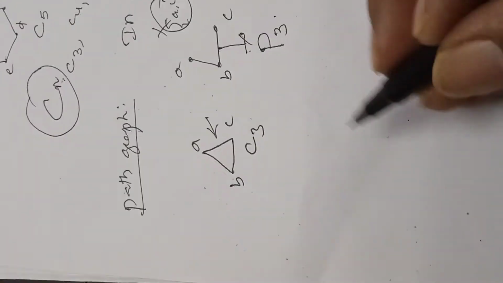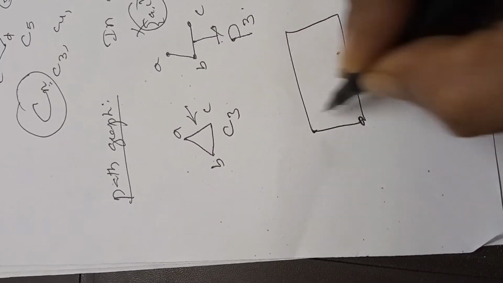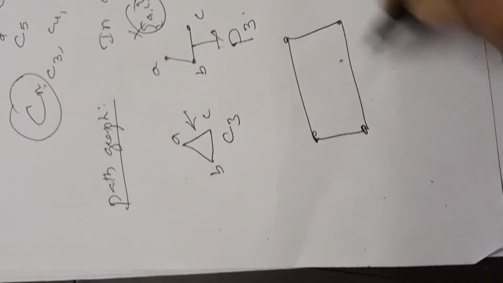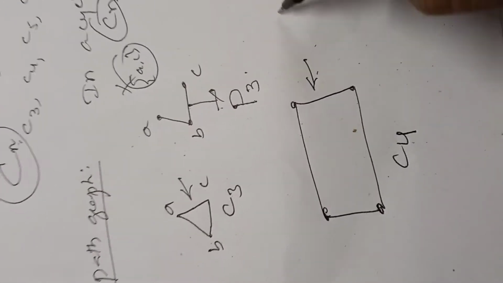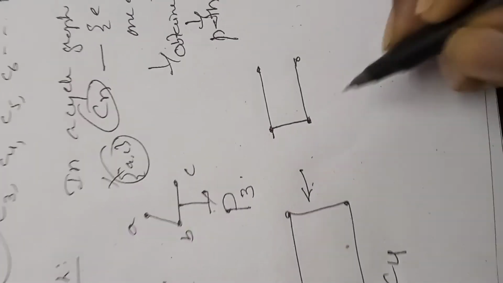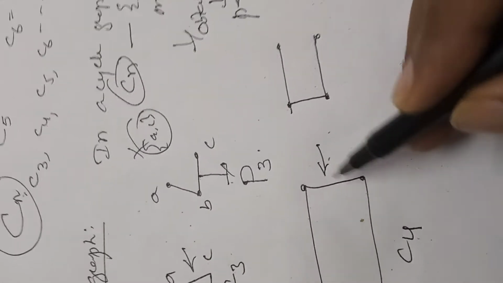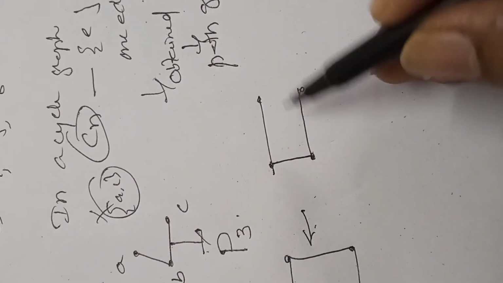Right? Now, another cycle graph we know. This is a cycle graph, right? This is C4. Now I am deleting this edge, right? Now we will get this graph, right? We are deleting one edge from a cycle graph, then the new graph obtained is this one.